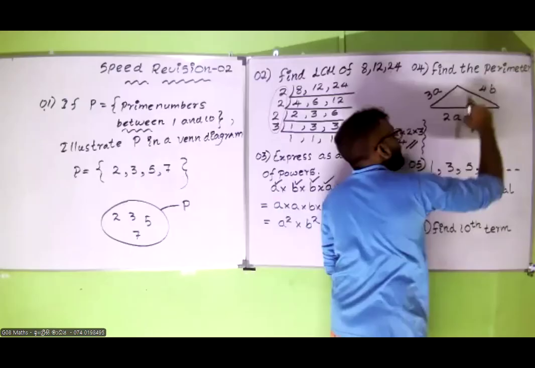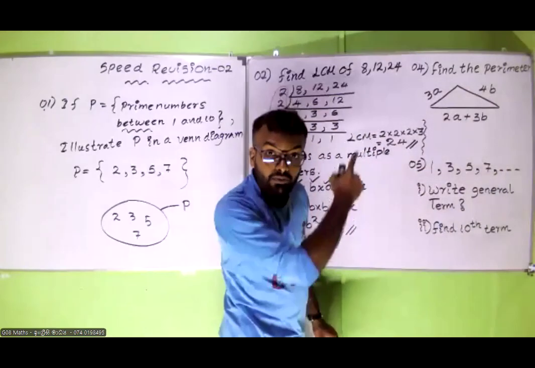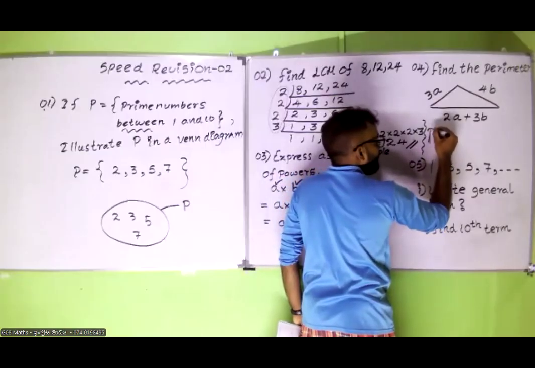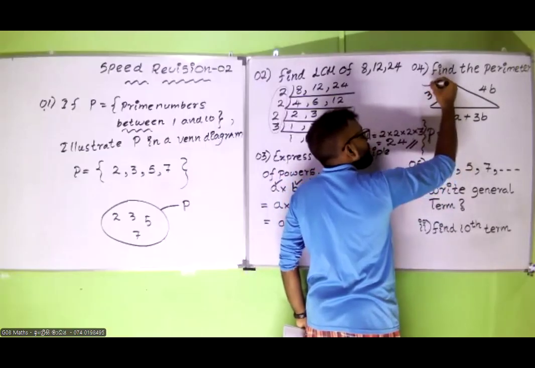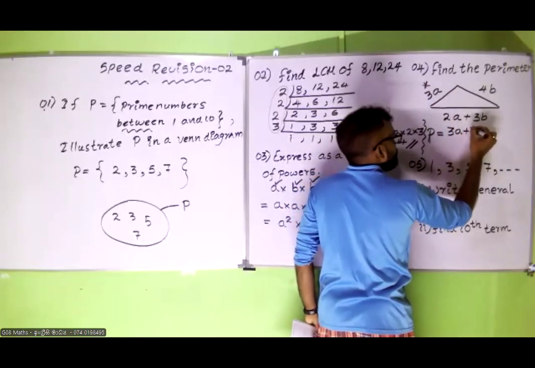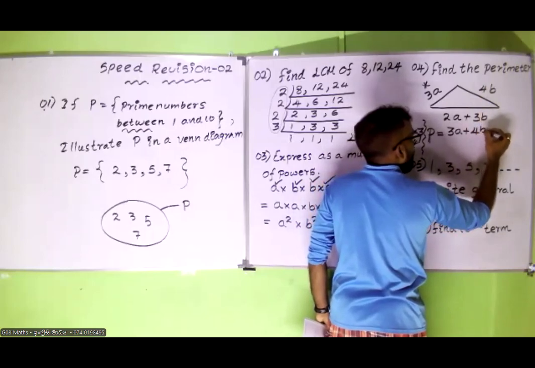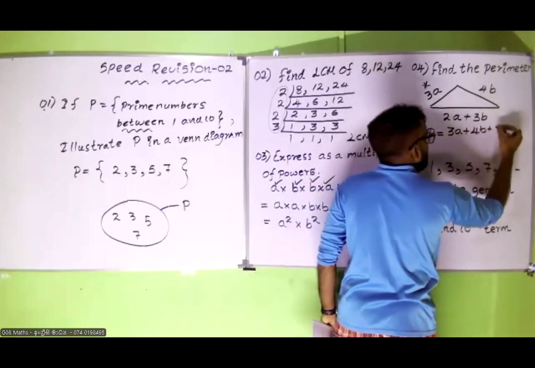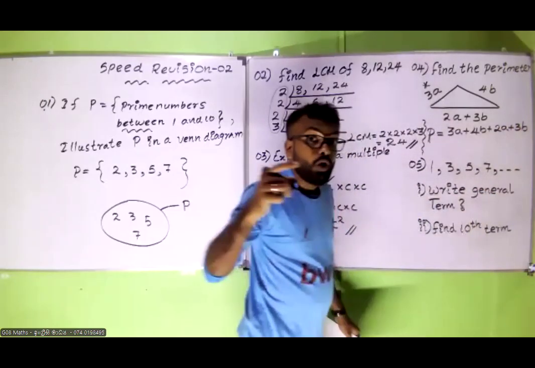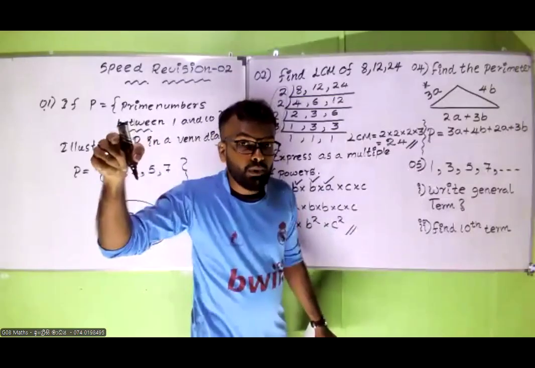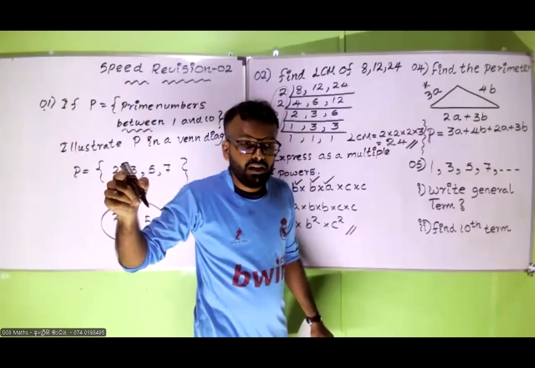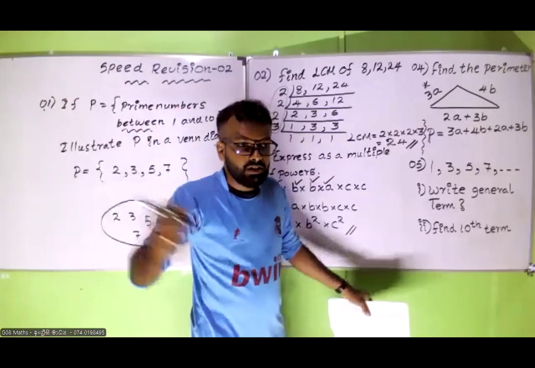This one. Find the perimeter. These are from grade 7. Perimeter can be written down as P equals, so I will begin from here, 3A plus 4B plus 2A plus 3B. You have to add like terms. Apple plus apple, 2 apples, pineapple plus pineapple, 2 pineapples, likewise you have to add.